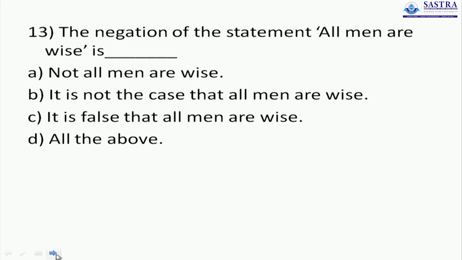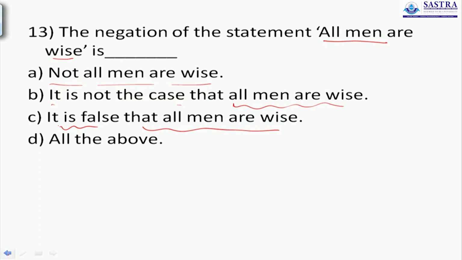Now let's focus on an example, the negation of the statement all men are wise. We are supposed to negate this. So what do you have? First one says not all men are wise. Second one says it is not the case that all men are wise. Third one says it is false that all the men are wise.